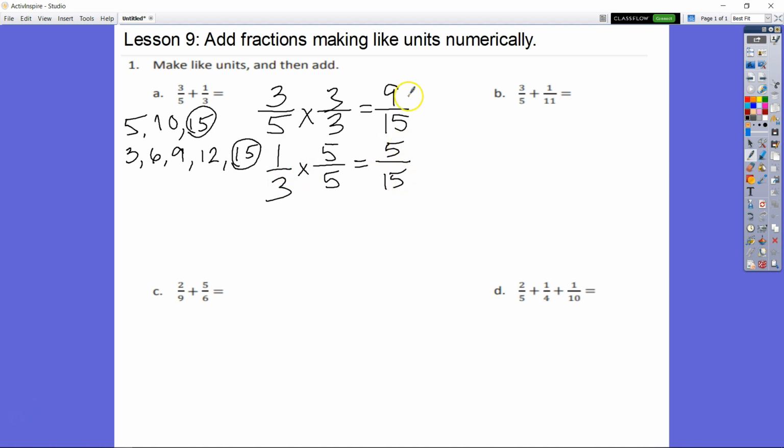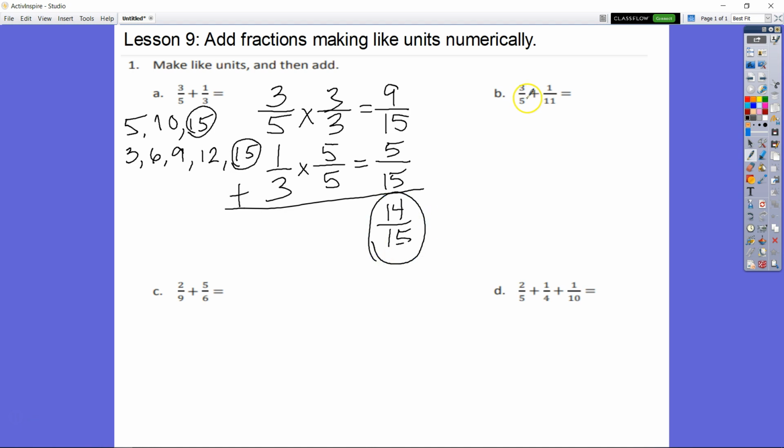So now we're going to just add our new equivalent fractions, and we say 9/15 plus 5/15 is equal to 14/15. Of course, we can add in our addition there, and now we have our first answer, and we know that that is simplified already, so we can't do anything else to that. That is finished. Let's take a look at B.